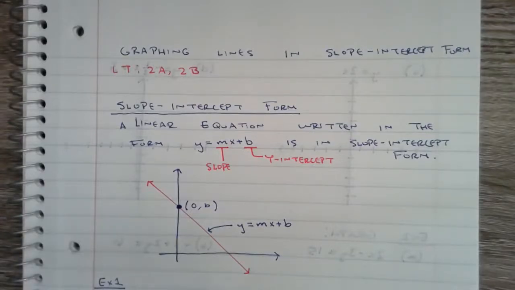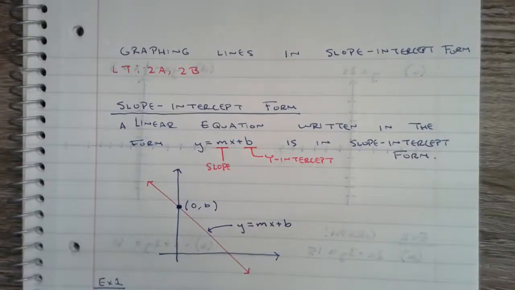Today we're going to learn about graphing lines in slope-intercept form. Today is going to be the very first time that we graph lines using the different forms. Previously we would graph lines by plotting points, testing out values. But today we're going to learn the shortcut to be able to do that without having to plug in values and everything.